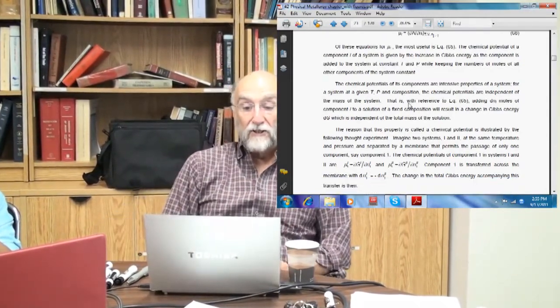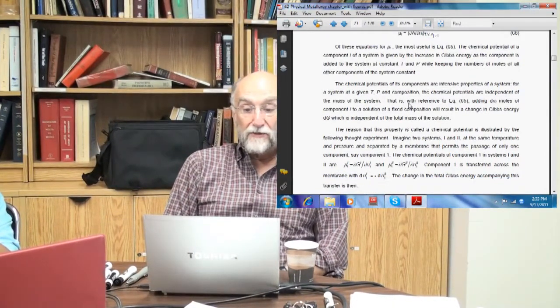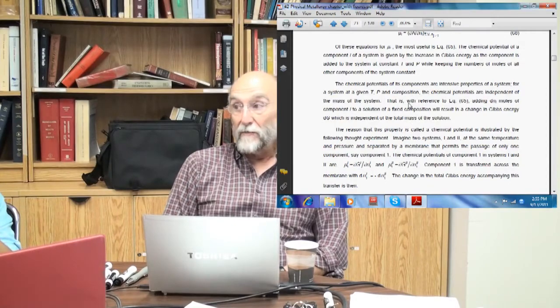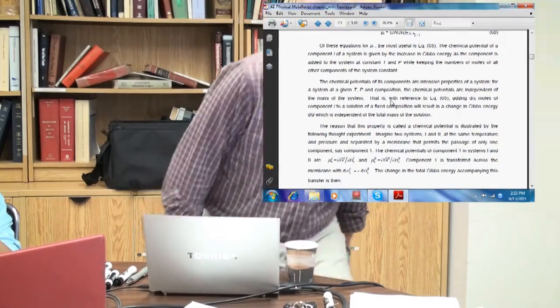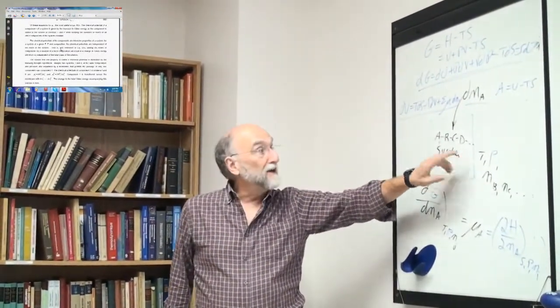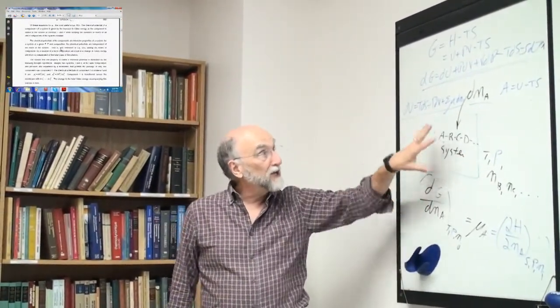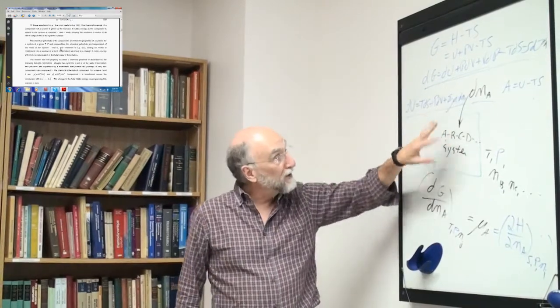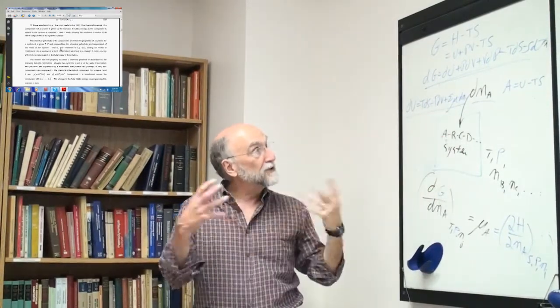Okay, the chemical potentials are intensive properties of a system. That is, they're independent of the mass of a system. I think this should be obvious. No matter if I add dN moles of A to here, the Gibbs energy will change because I'm adding another material. It's going to integrate itself into the system and form bonds.